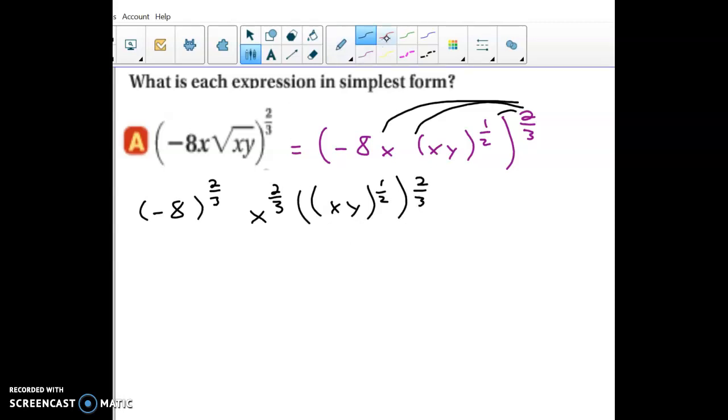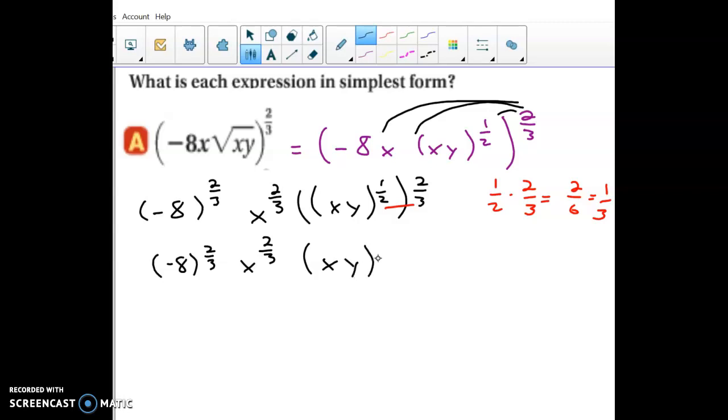Okay, so we're going to do like we did in the previous question. This becomes power of a power, so we're going to multiply those. All right, and that'll come out to be 2/6 or 1/3. So all we did was this power of a power, so everything else I'm going to keep the same for now. So this is going to be xy now to the 1/3 power.